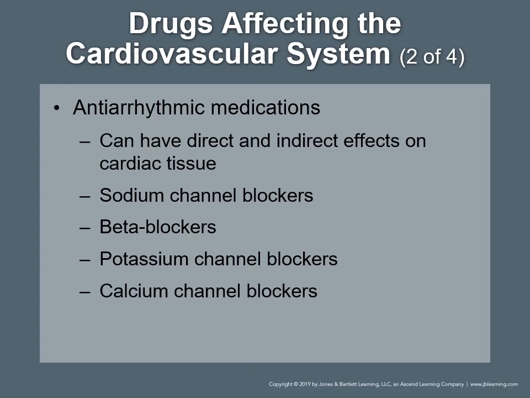Sodium channel blockers slow conduction through the heart and have a negative dromotropic effect. Beta blockers reduce adrenergic stimulation of beta receptors. Potassium channel blockers increase the heart's contractibility, which is a positive inotropic effect. Calcium channel blockers decrease the force of contraction and automaticity. It decreases conduction velocity, which is a negative dromotropic effect.